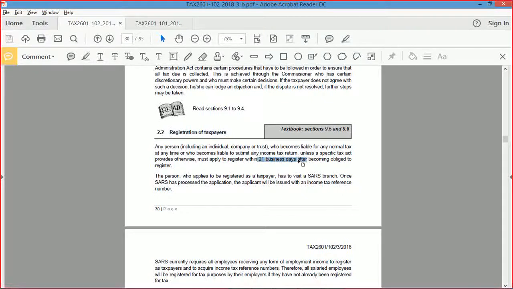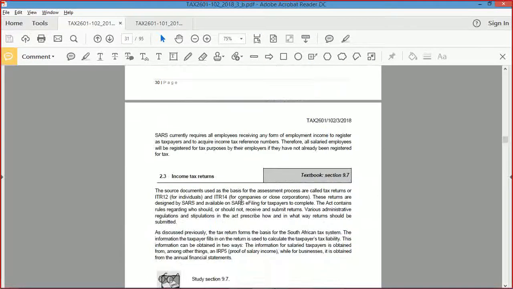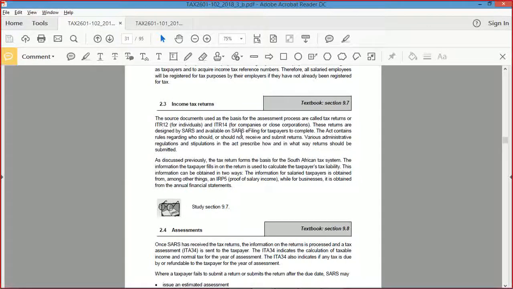Then they talk about the learning outcome, the background, and registration of taxpayers. That was at 21 days after becoming obliged to register. We saw that. Tax return, I showed you e-filing, because nowadays tax returns aren't really done manually. Yes, they can still be done manually, but because we're living in a world of technology, generally your income tax return is going to be processed via e-filing.